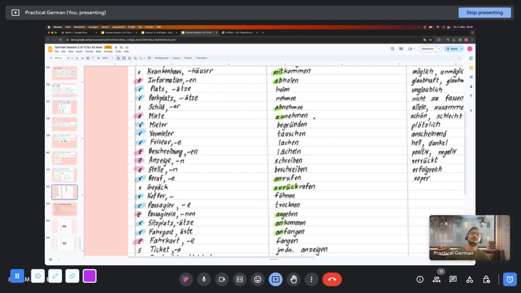Begründen, the Gründen is reason. So begründen goes in the same direction, I think. To reason. Yeah, to reason.